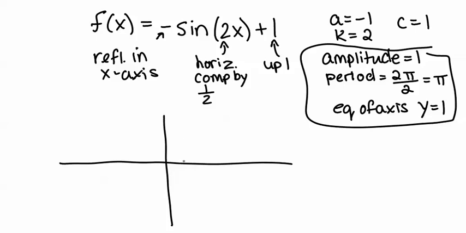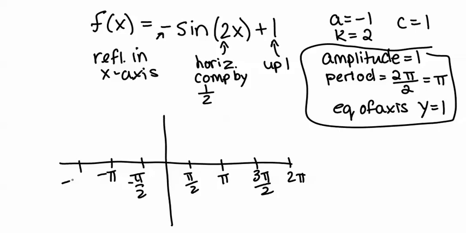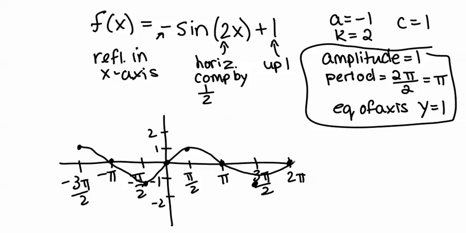start with my original sine graph, pi over 2, pi, 3 pi over 2, 2 pi, negative pi over 2, negative pi. I'm going to start with my original sine graph, 1, 2, negative 1, negative 2, which starts at 0, goes through 1, pi, negative 1, 2 pi, down here. Okay, so there's our original graph.